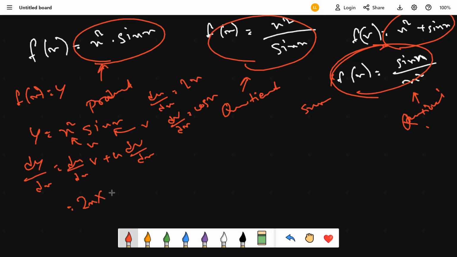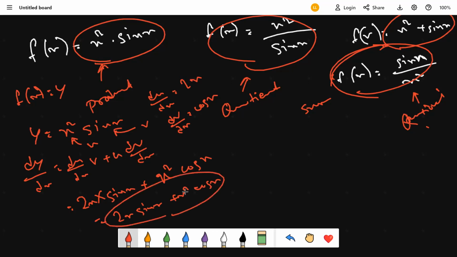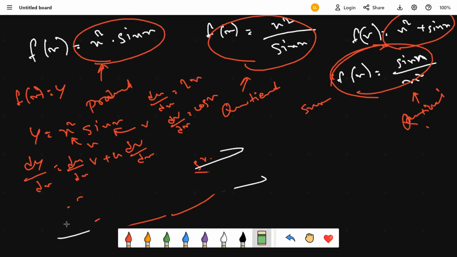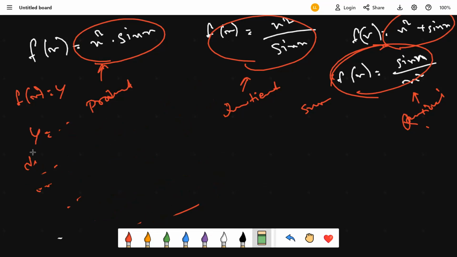So simply placing them over here, du by dx is 2x into v. v is sine x, plus u is in this case x squared, and our dv by dx is cos x. So we're getting the term 2x sine x plus x squared cos x. Okay, this is the result for our first part. Now coming to the next equation, we have x squared over sine x.